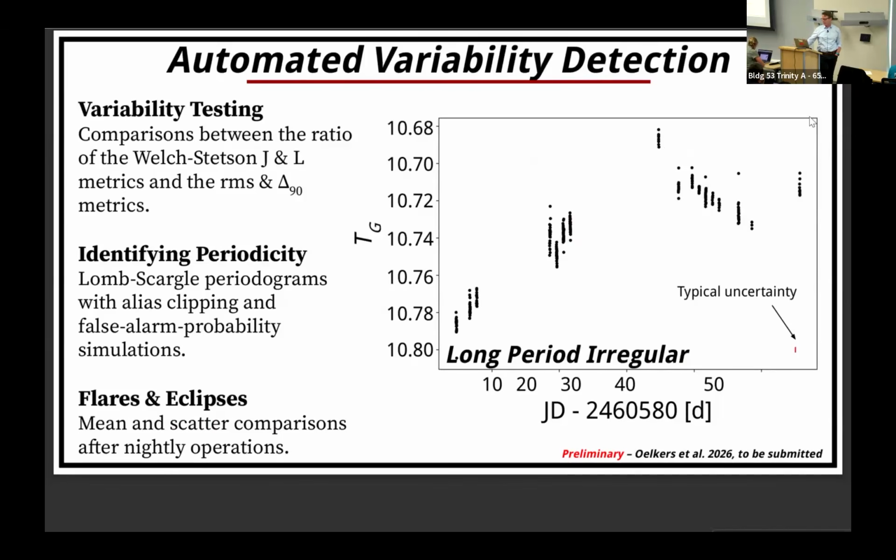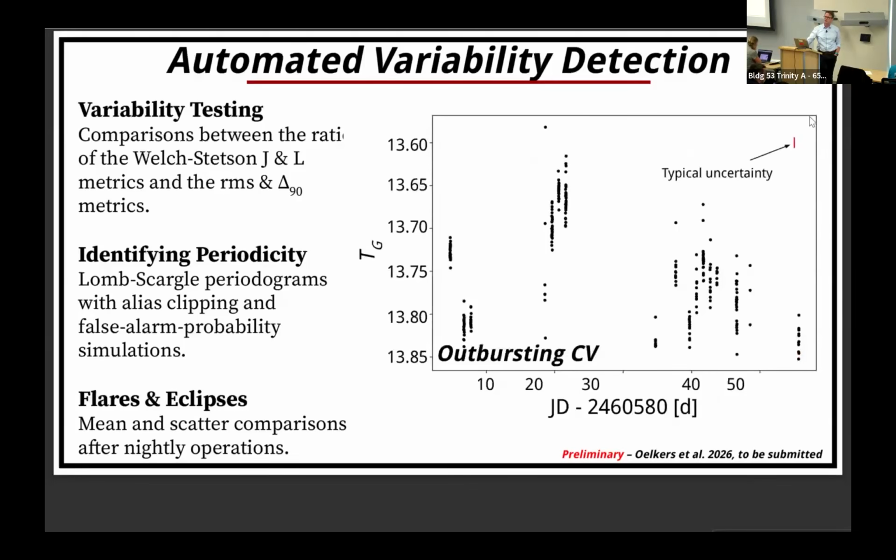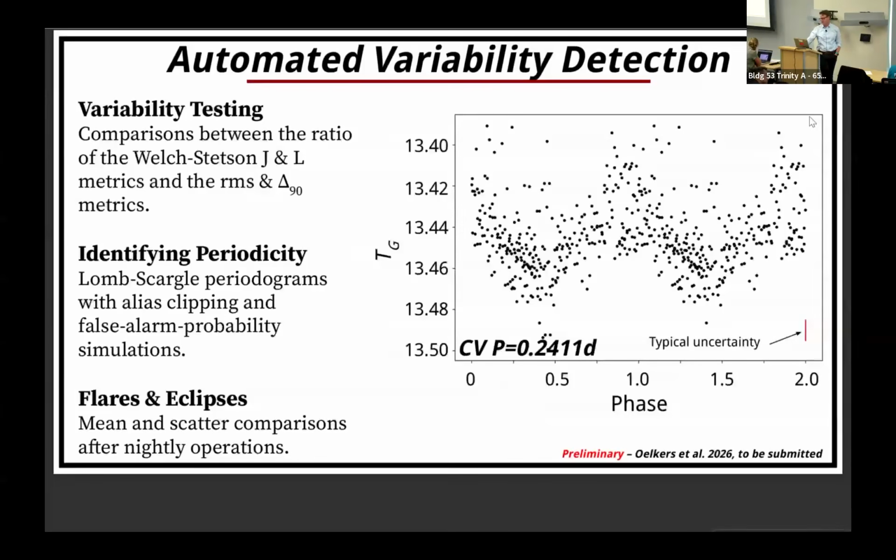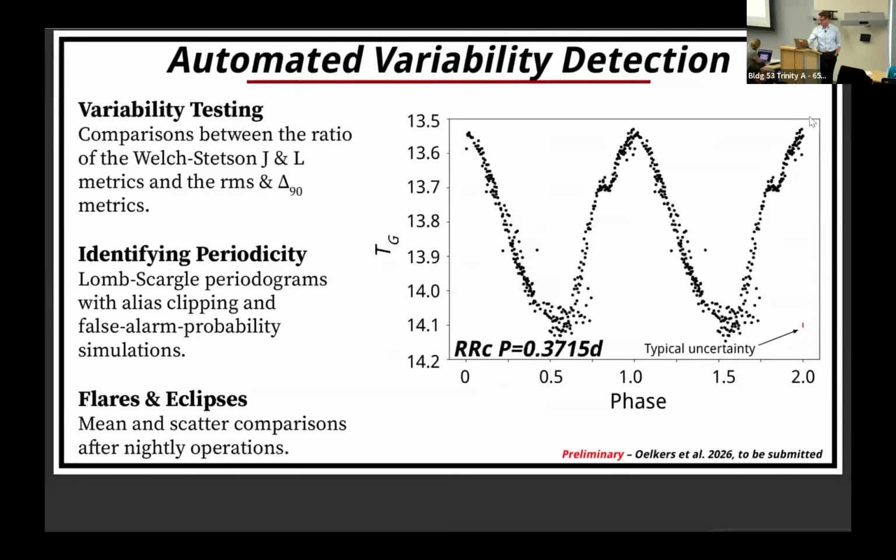And as you can see, we have a variety of variables which we've been able to recover. So we have long-term variability, we have outbursting things like CVs, we've been able to recover rotation periods of things like CVs, and pulsation periods of things like RR Lyrae, which is nice.